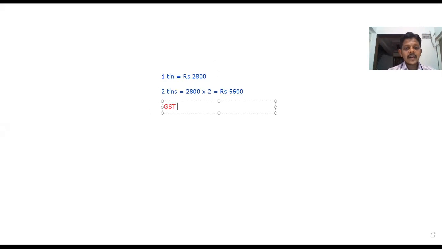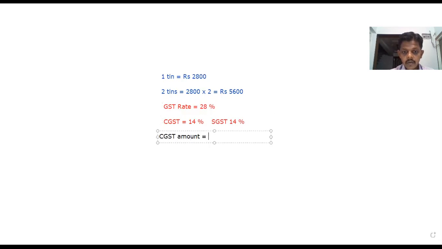Now, what is the GST rate? Tell me. How much is the GST rate given? 28%. So how much would be the CGST rate? 14% would be CGST, and 14% would be SGST. Yes or no? Yes, sir. So now tell me, how much will be the CGST amount? 14% of 2800. Yes or no? Yes, sir. Of 5,600? What yes? 784.